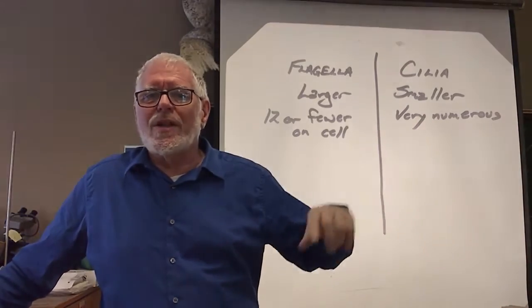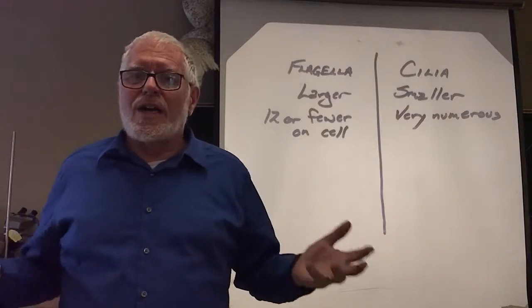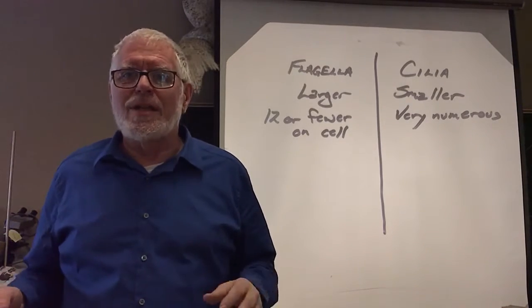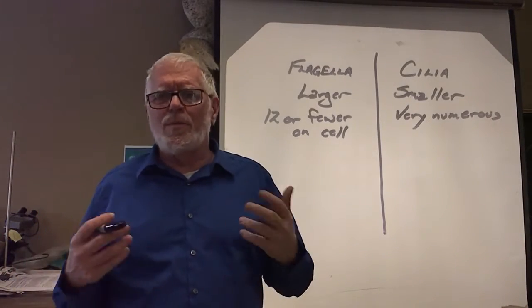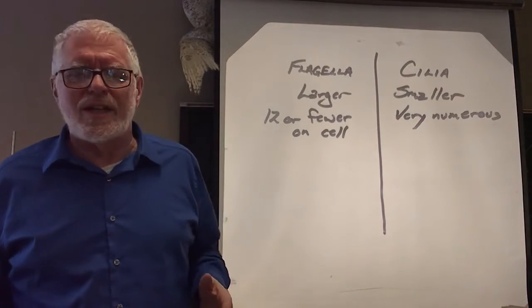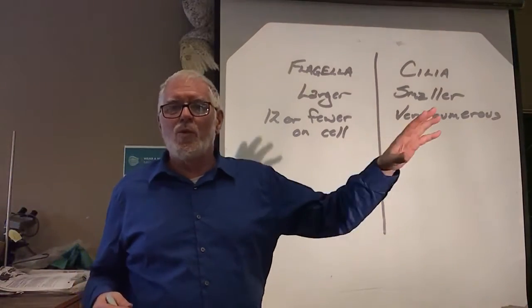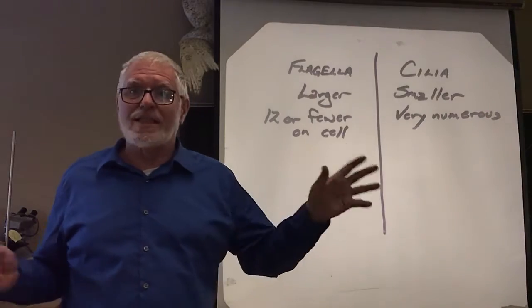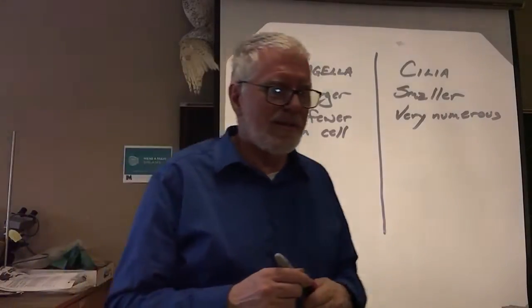Whereas when you look at ciliates, even if they're not covered in cilia, which is fairly common, they have bands of them that will be hundreds and hundreds of cilia. So the numbers are way high versus 12 or less. It's quite a distinction.